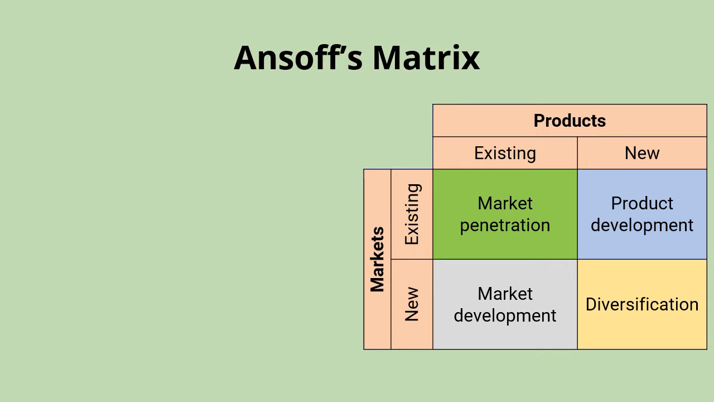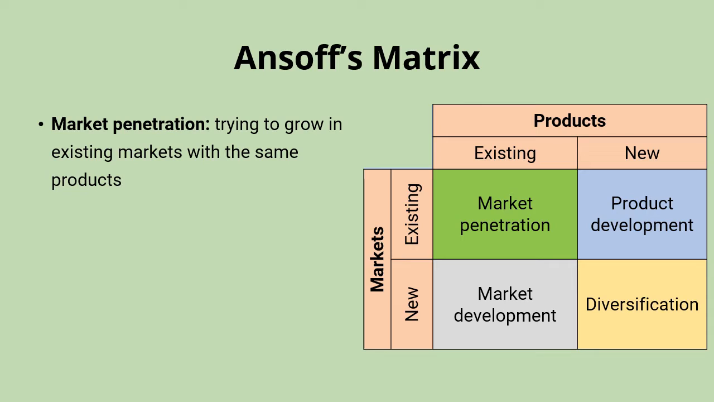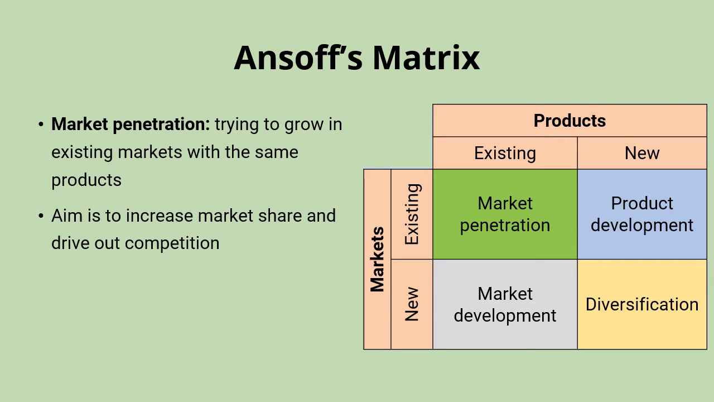So starting with the top left of our Ansoff Matrix grid, we've got market penetration, which you can see on the grid there is about trying to grow in existing markets with the same products. So this could be a car manufacturer continuing to make the same cars and selling them to the same market segment. But maybe they might look at trying to increase and improve their marketing to try and increase sales that way. So they're really trying to increase their market share, they're trying to drive out competitors, and they're trying to take customers off these competitors in order to increase their sales and in order to grow in that way.